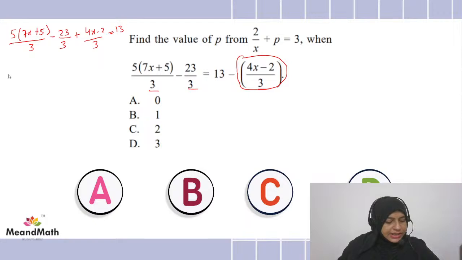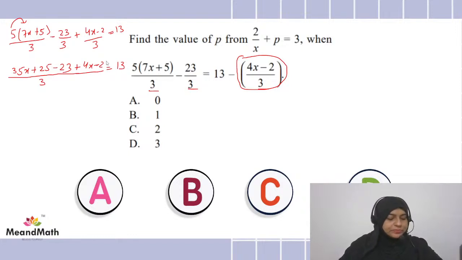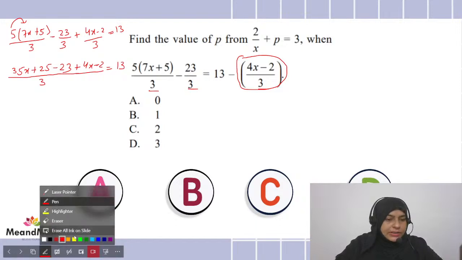Now, it is 5 times 7. When we are taking the LCM, it is 3. It is 35x plus 25. Correct? Now, it is 23. Why? Because we are multiplying this whole bracket with 5. That's why it is 35x plus 25. Now it is 4x minus 2 because there is no multiplication here. It is 30. Okay.